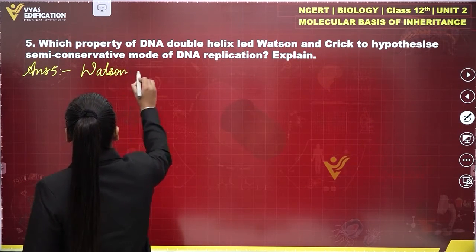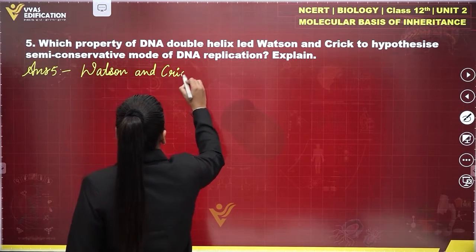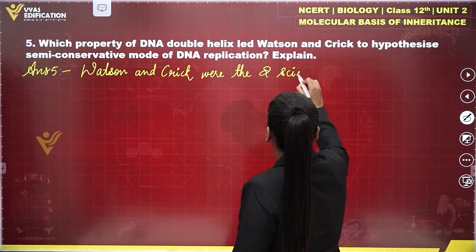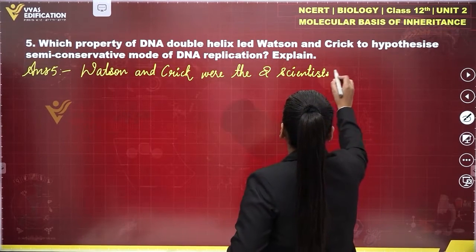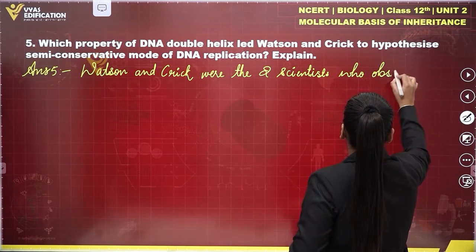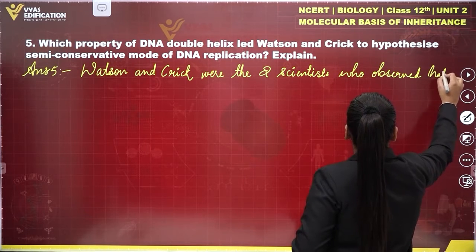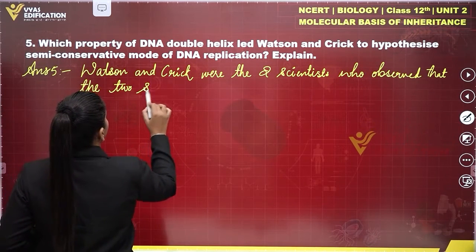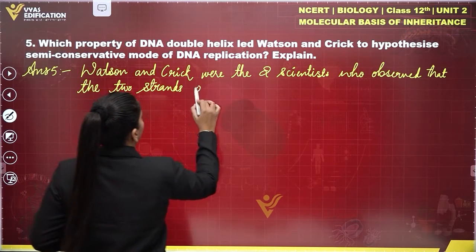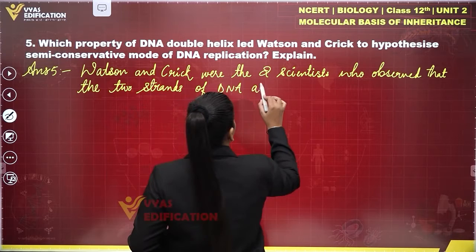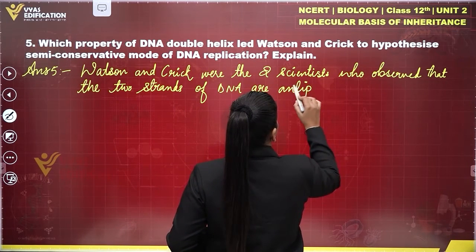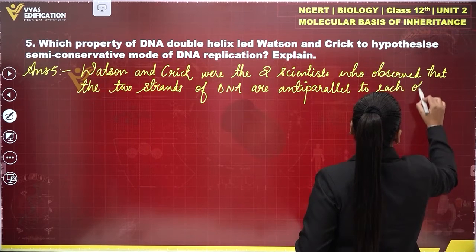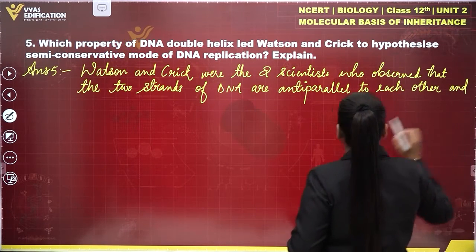Watson and Crick were the two scientists who observed that the two strands of DNA are anti-parallel to each other and have opposite polarity.